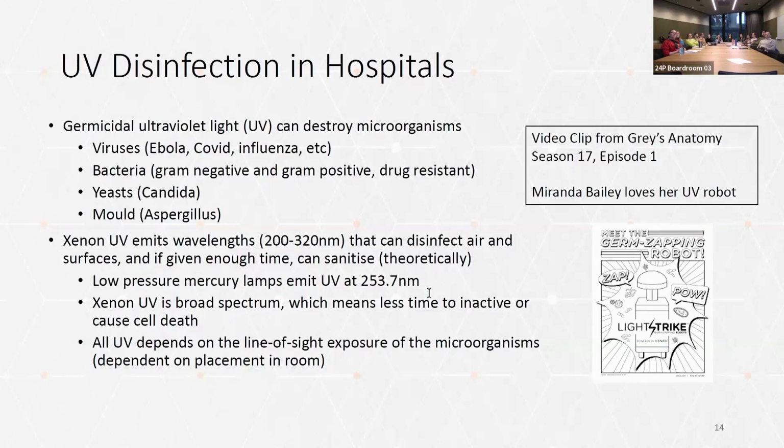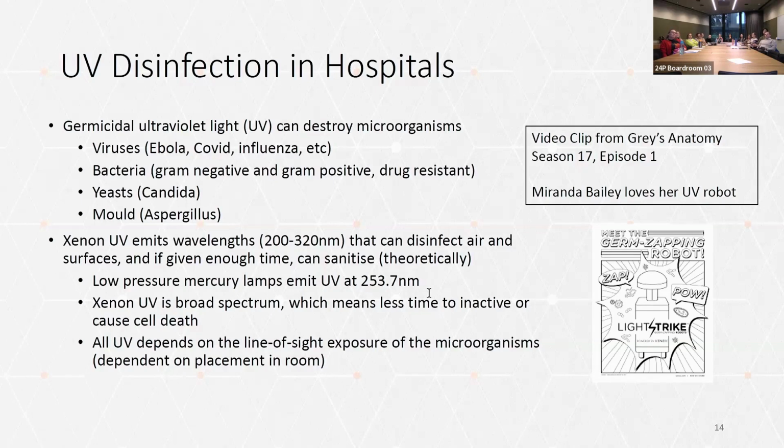Okay, so UV light can destroy microorganisms, viruses, bacteria, yeast, mold. With mold and yeast, you typically have to do a longer duration in order to kill them, just because they're fuzzier, I'll say. Yes, spores. And xenon UV light emits a full spectrum of germicidal light. It can also disinfect air and surfaces if given enough time. It can also sanitize, but you're not supposed to say that because it's FDA regulated, so I can't tell you that, but it can theoretically.